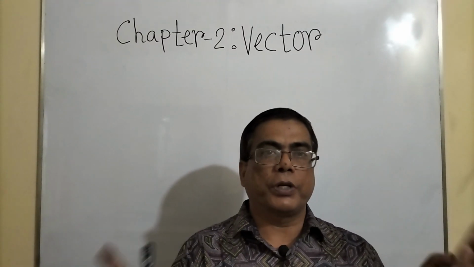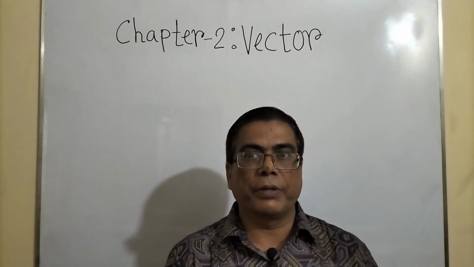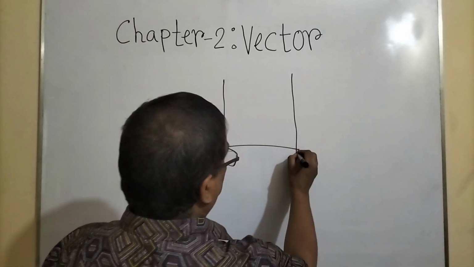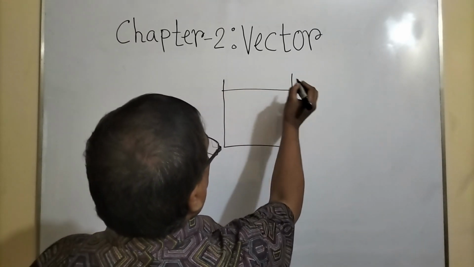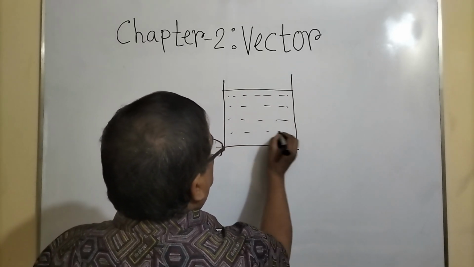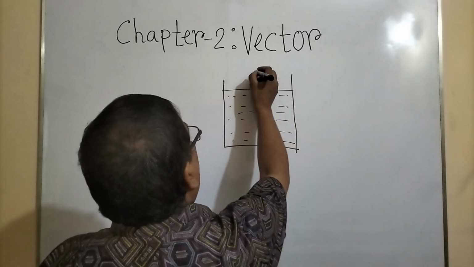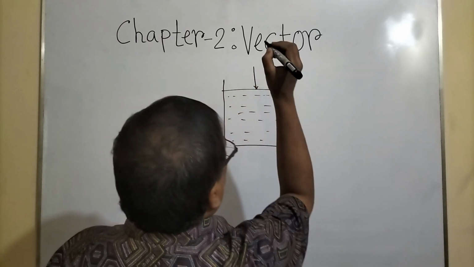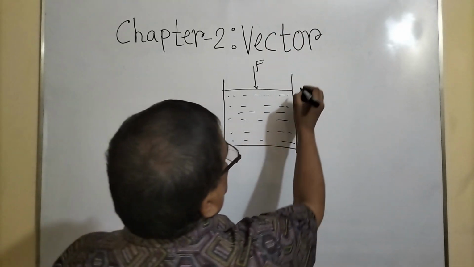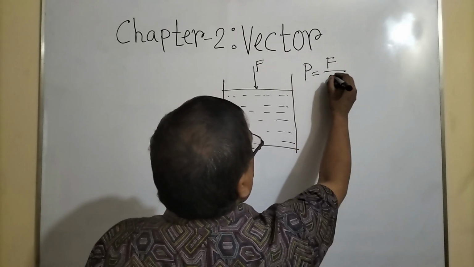We see sometimes pressure is a scalar quantity, sometimes pressure is a tensor quantity. Now I explain this. Suppose this is a hydraulic cylinder. There is hydraulic oil inside the cylinder. One force F is applied on the top plane of the cylinder. That's why pressure is developed, P equal to F divided by A.